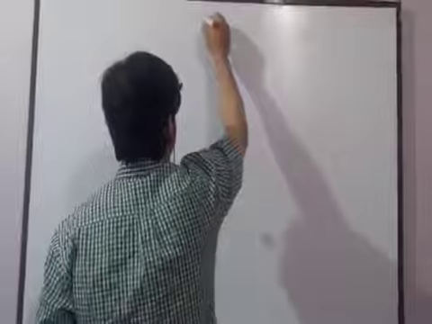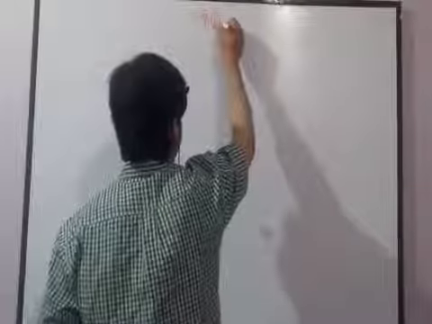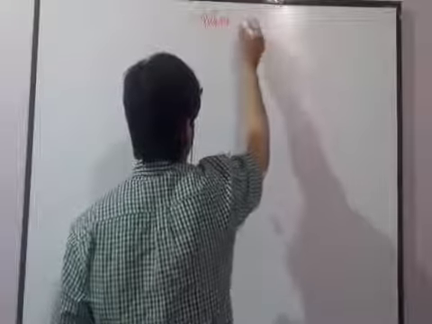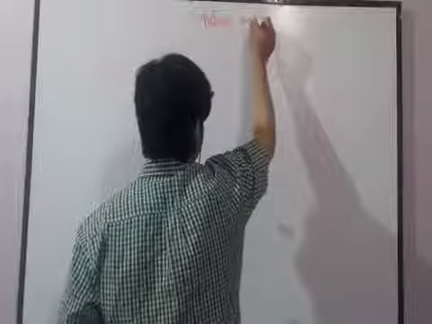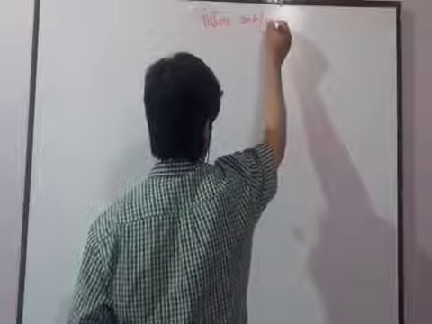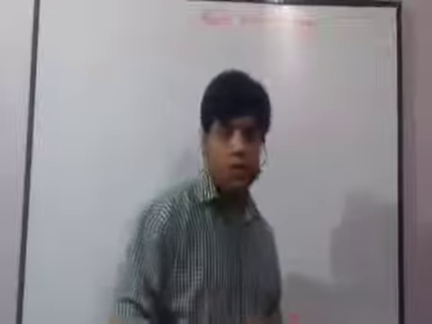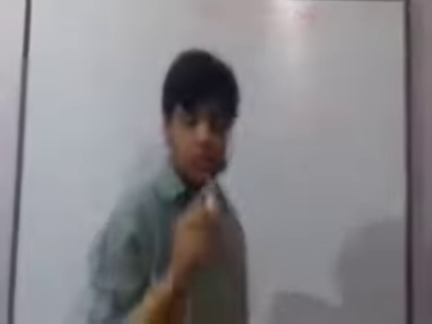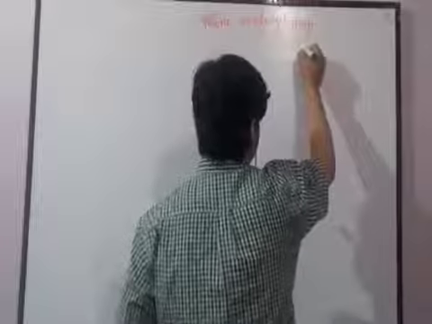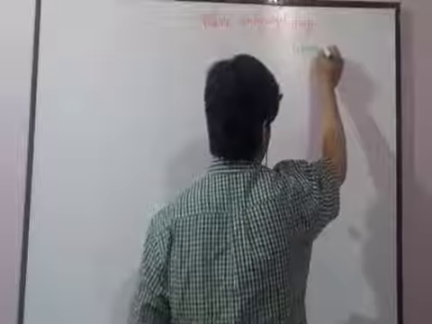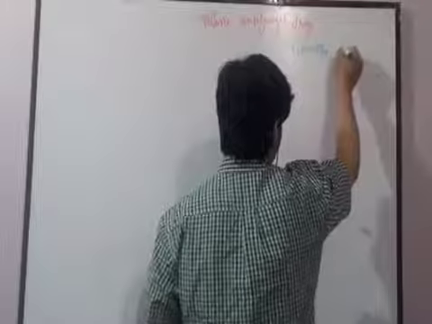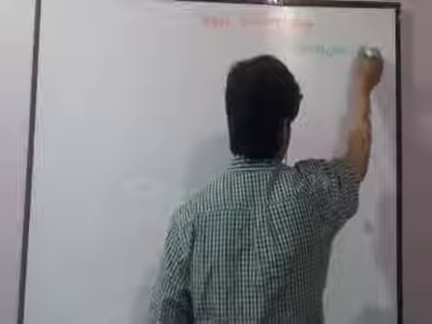So let me write polyene. We can also say polyene antibiotic as well, but antifungal drugs, let me write here polyene antifungal drugs. There are many drugs which are used in polyene antifungal, but the special drug which is used in polyene, we usually call that amphotericin B.